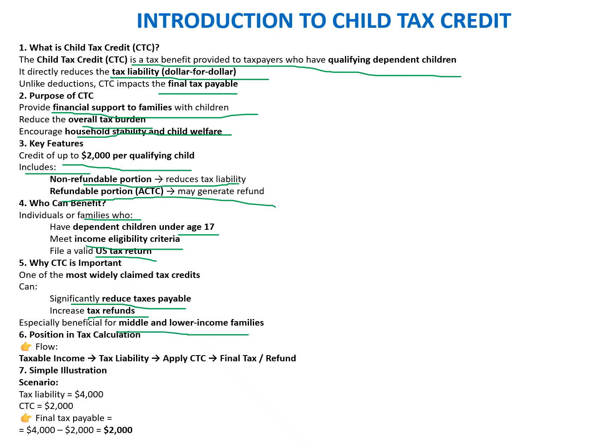And how is it normally calculated? We have to calculate the taxable income, then we calculate the tax liability. We'll apply the CTC, and we'll get the final tax, or we can get a refund if it is an ACTC. So, quick example here: tax liability 4,000, CTC 2,000, final tax payable is 2,000. So this is how the tax credit works. But the main point is that we need to understand the credit is available at 2000 per qualifying child, and it is non-refundable, but there is also a refundable portion if we are claiming the ACTC. So we'll move to the next slide.